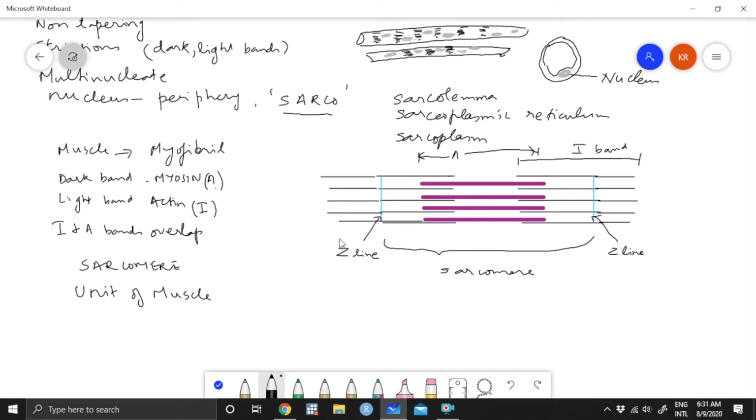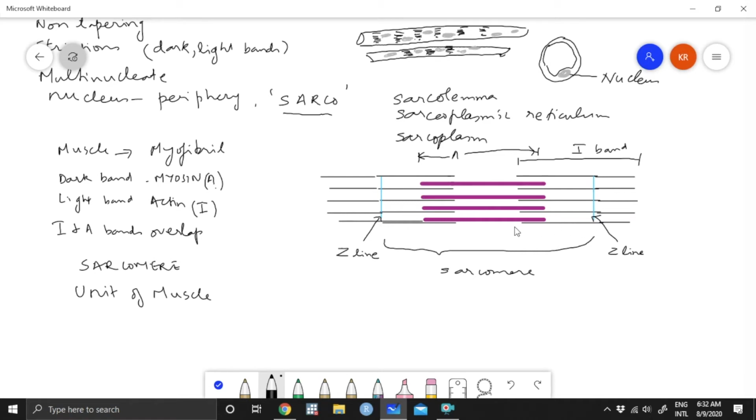So we have terms like sarcolemma, sarcoplasmic reticulum, sarcoplasm and sarcomere, unit of muscle. What is this unit of muscle? From one Z line to another Z line. So it is containing one part of the I band, a full A band, and one half of the I band. So partly it is light band, fully dark band, and again partly I band. That is called as one sarcomere. So from one Z line to another Z line. This is how it is looking like.